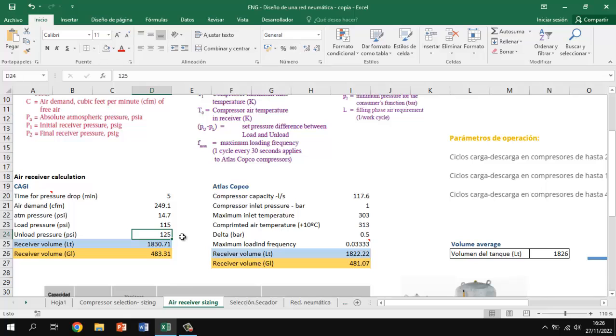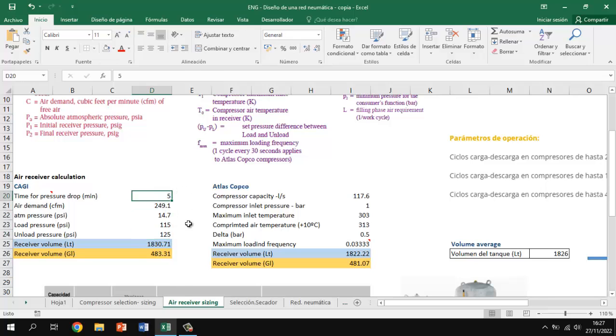You could find it in the datasheet or on the internet. But why did I put the load pressure 10 less? Actually I put 10 because it's the most common. It's very typical in all the factories and all the places that have a pneumatic system to have this difference of 10. So I put 10. You could put a different number, but this unload pressure is the data of the compressor.